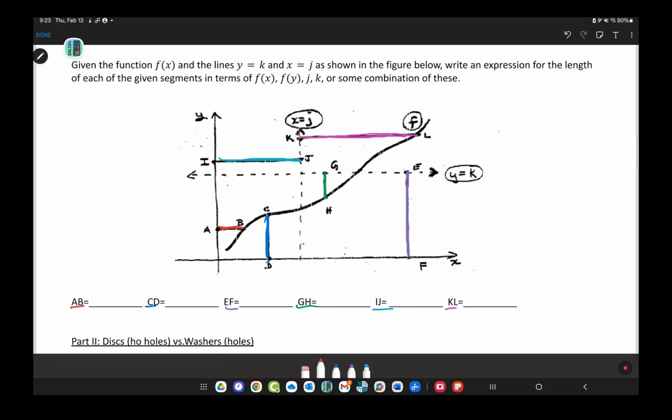How would you find the length of AB in terms of f of x, f of y, j, or k? Oh, wait. Let's actually pick an easier one. Let's do the second one. How would I find CD?